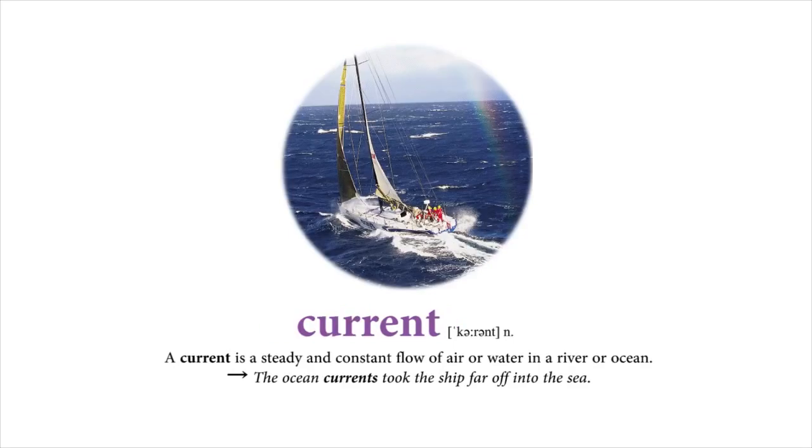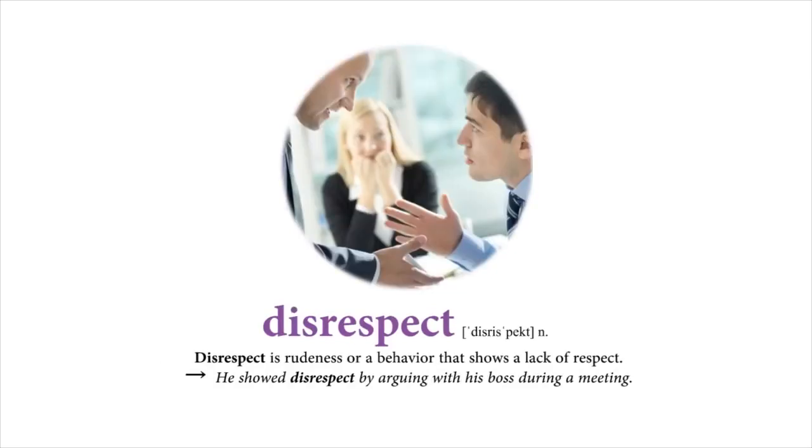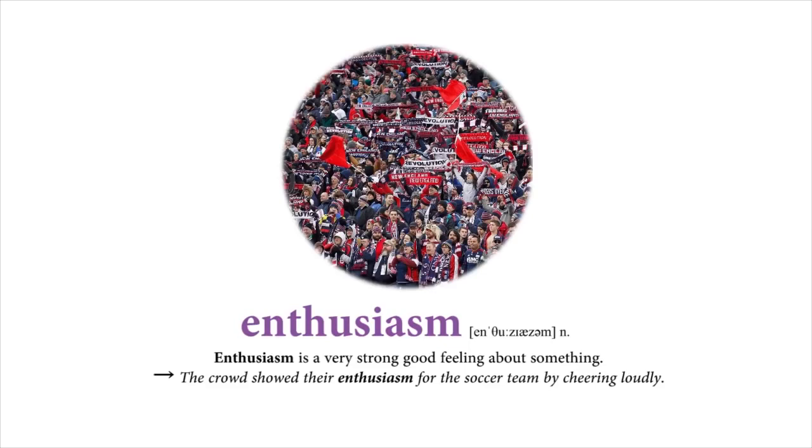Current. A current is a steady and constant flow of air or water in a river or ocean. The ocean currents took the ship far off into the sea. Disrespect. Disrespect is rudeness or a behavior that shows a lack of respect. He showed disrespect by arguing with his boss during a meeting. Enthusiasm. Enthusiasm is a very strong, good feeling about something. The crowd showed their enthusiasm for the soccer team by cheering loudly.